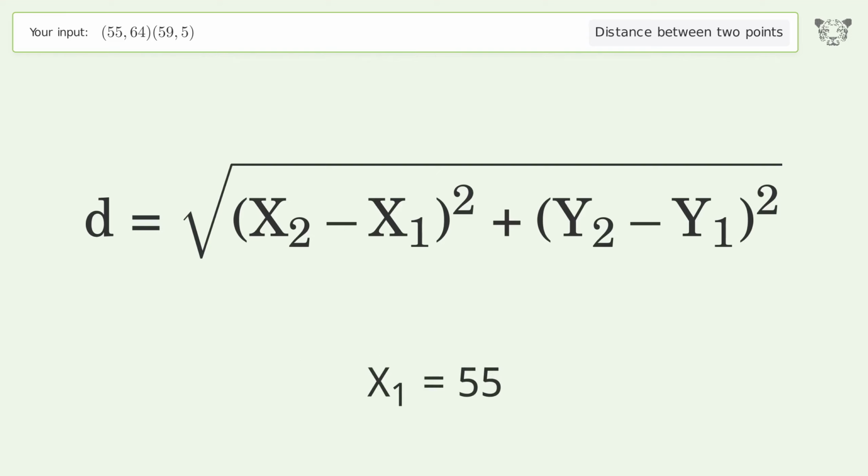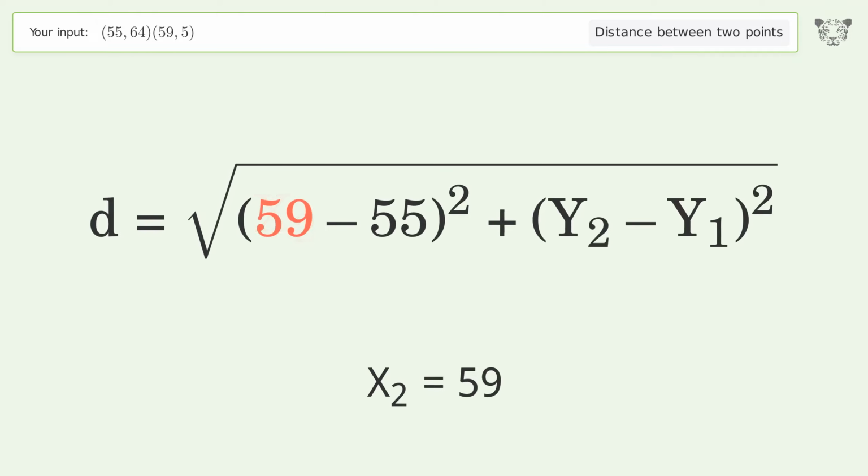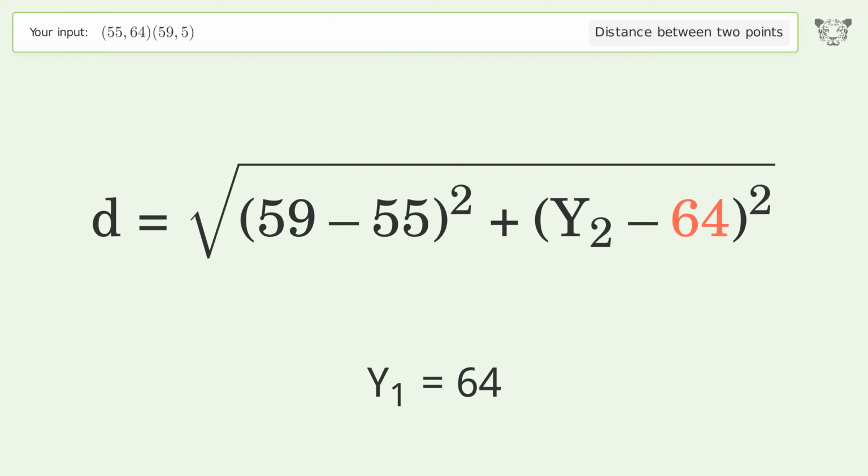x1 equals 55. x2 equals 59. y1 equals 64. y2 equals 5.